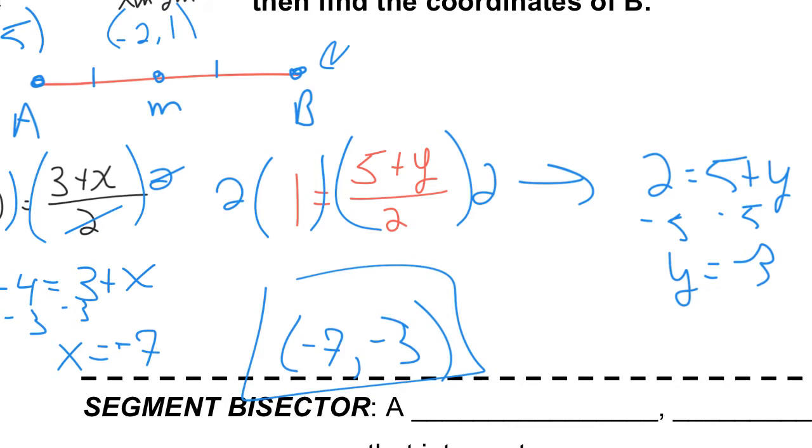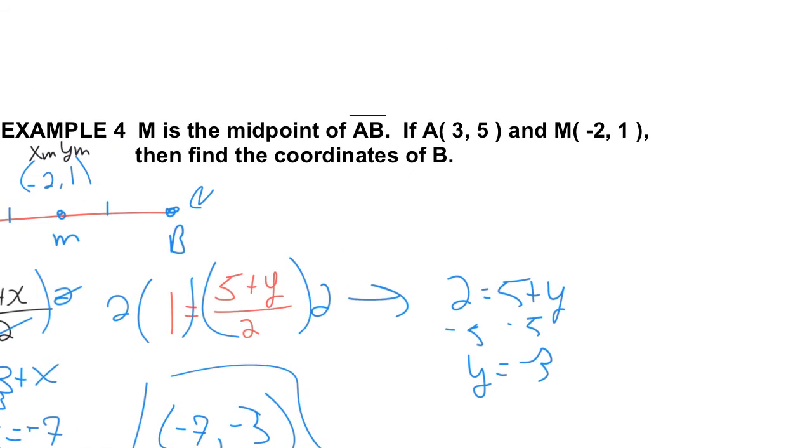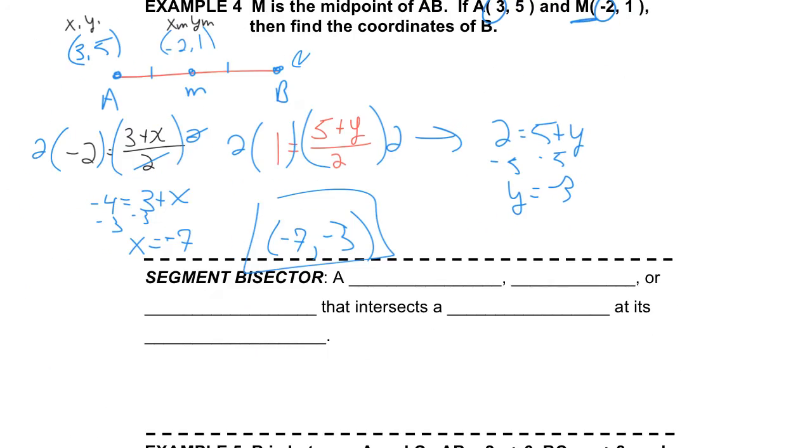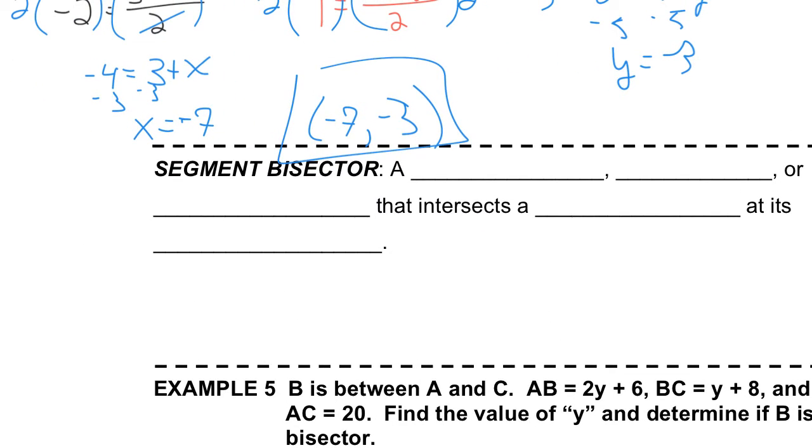So be careful, because it might ask 5 questions in a row where it asks for the midpoint, and then bam, number 6 is going to be, here's the midpoint, find an endpoint. Don't do it backwards, because I can guarantee you some of you are like, oh, 3 plus -2 is 1, so that one's 1/2. Well, that's the midpoint. Be careful.